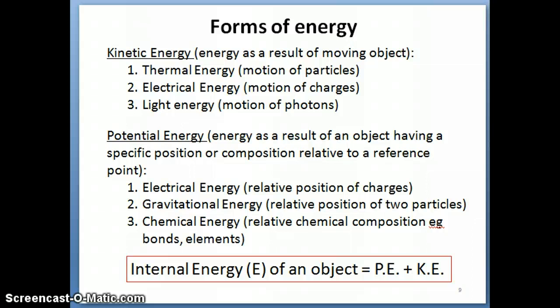Now, there are two forms of energy that we'd be interested in. One is called kinetic energy and the other one is called potential energy. Kinetic energy is basically the energy that you get when something is moving. So anytime you're moving, for example, if you're walking, you have kinetic energy. If you're running, you have kinetic energy. If you're driving a car, the car has kinetic energy, and so on.